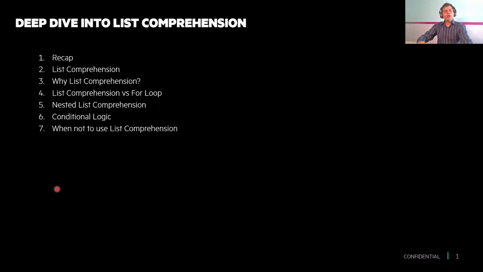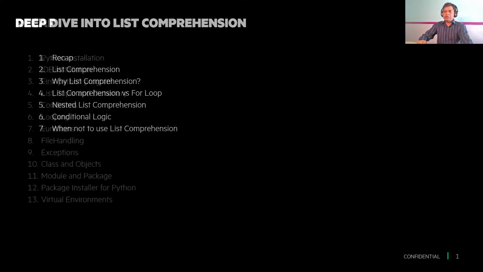Today we'll be talking about list comprehension in detail. We'll be going through the basic definition of list comprehension and syntax, and we'll be talking about why we need list comprehension at all. Also, we'll be doing some comparison with the for loop, then we'll be exploring nested list comprehension and how we can add some logic in it. And at the end, we'll be talking about some places where we should not be using list comprehension at all. So let's get started.